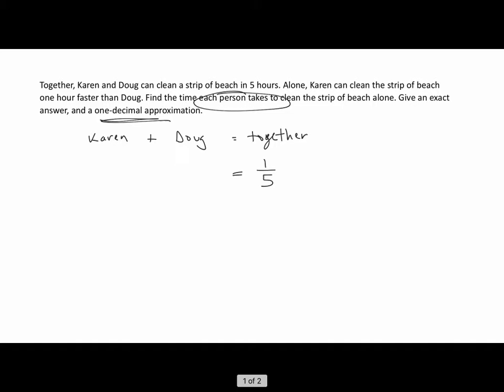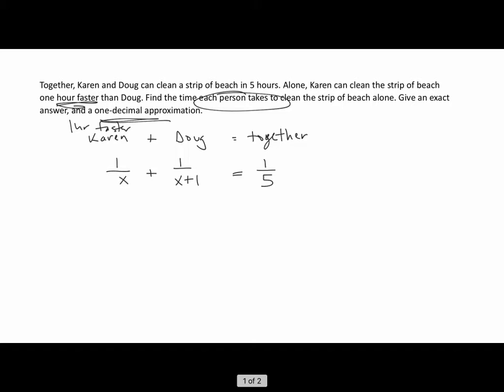Alone, she can clean the strip of beach 1 hour faster. So it will take her less time. So we can either look at that as 1 over x and 1 over x plus 1, or you can look at that as 1 over x minus 1 and 1 over x. Either way, that'll work. I'm just going to use the first way since I wrote that first. But either way should work so that it takes her less time because she's faster. 1 hour faster. So it'll take Doug 1 hour more to do the same job.